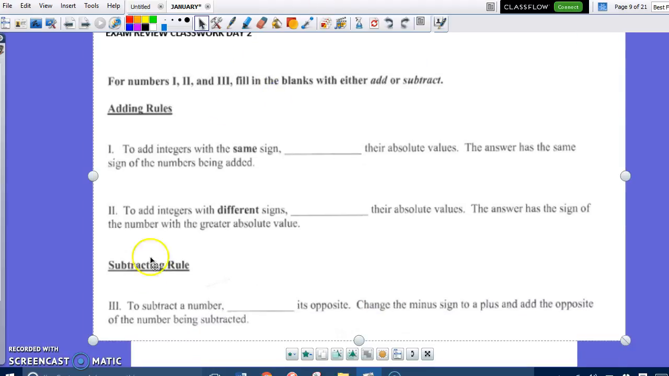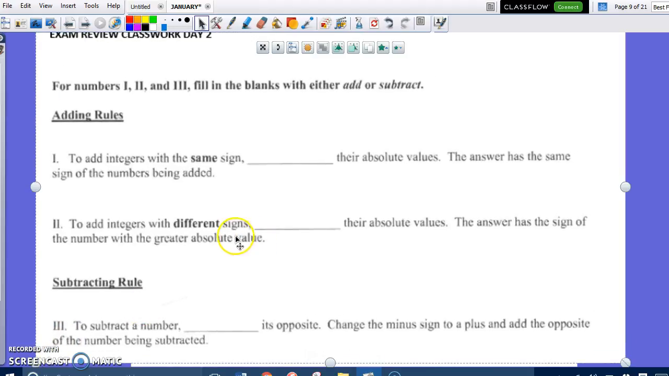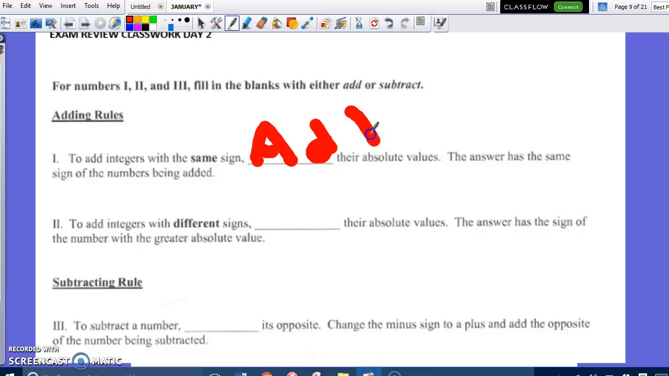If you look on the first page of today's review packet, we're going to answer this question. Question number 1. Review packet. Lee, to add integers with the same sign, blank their absolute values. The answer has the same sign of the numbers being added. What word goes here? Add. So we need to add. I'm going to write it like this anyway. So we're going to add.